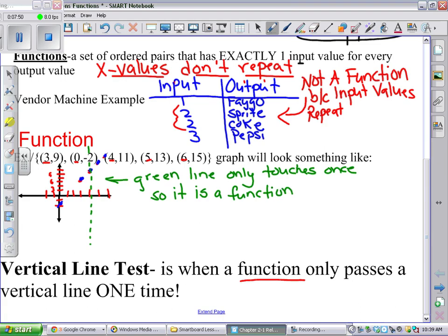Now remember, you can draw this line anywhere on the function, so it has to hold true for any place on the function or any place on the relation in order for it to be a function. So let's look at another example.